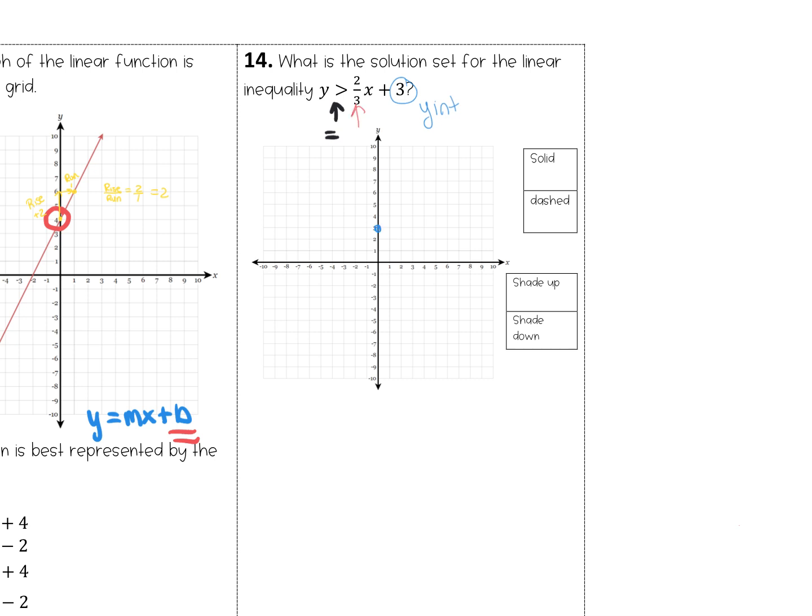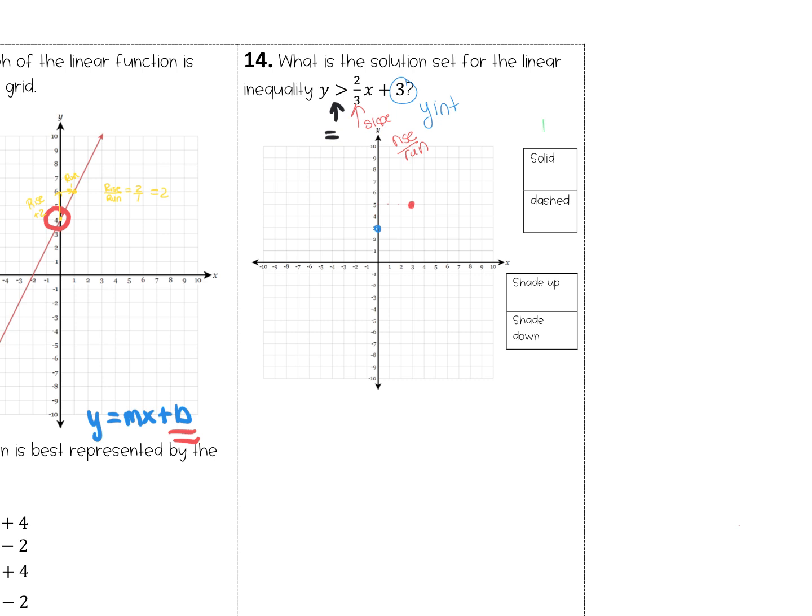Then this right here is my slope. It's my rise over my run. So from this dot I made, I would go up 1, 2, and to the right 1, 2, 3. So I have these 2 dots. Now I have to tell the computer what to do.